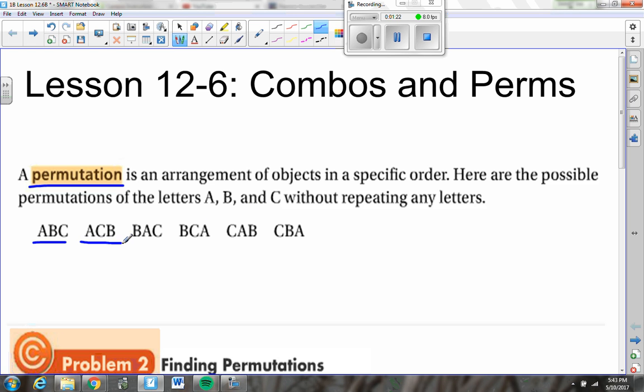You can do this, and this, and this, for 6 ways to arrange those letters in order. So now we're not talking about choosing things necessarily anymore. We're talking about ordering things in a specific way, in a specific order, and that is what we call a permutation.